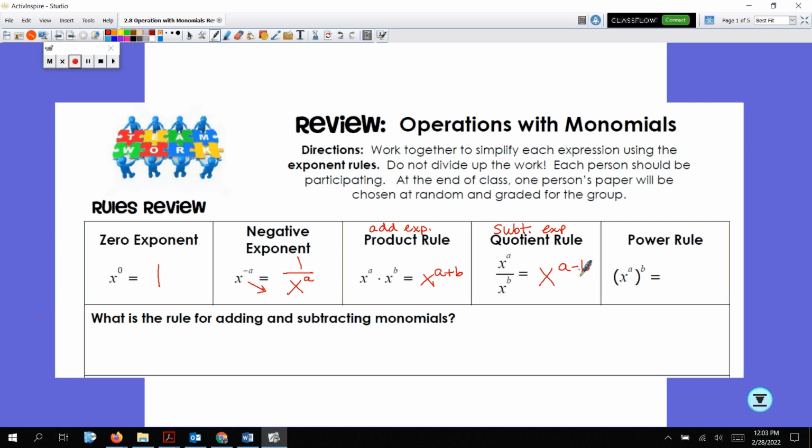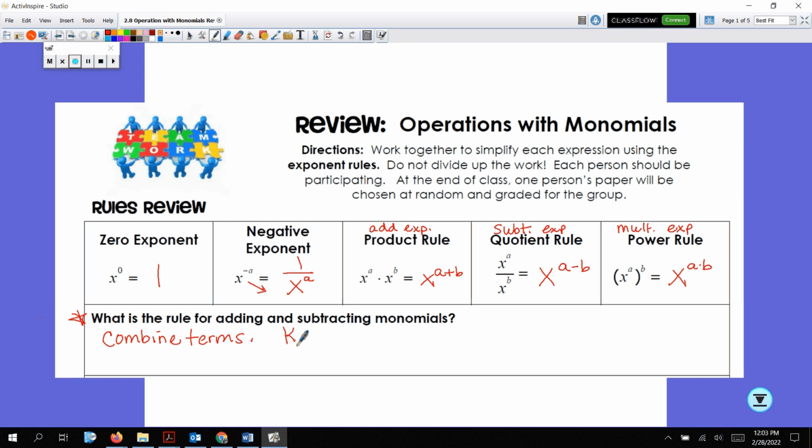Then the power rule says we multiply exponents. Right? So when I raise a power to a power, that gives me x to the a times b. Just a little review. All right. The most important thing to think about when you are considering adding or subtracting monomials is you need to combine like terms. You can only add or subtract monomials that have the same variable and the same exponent.